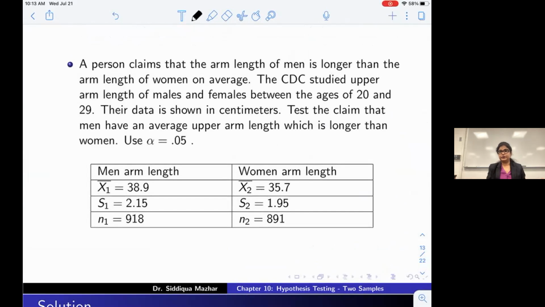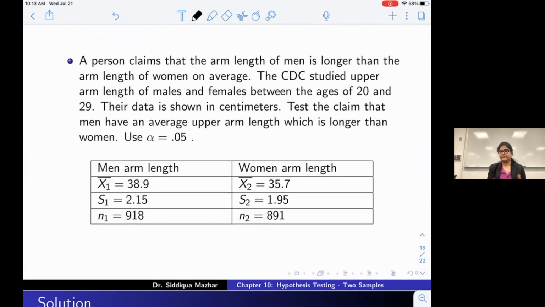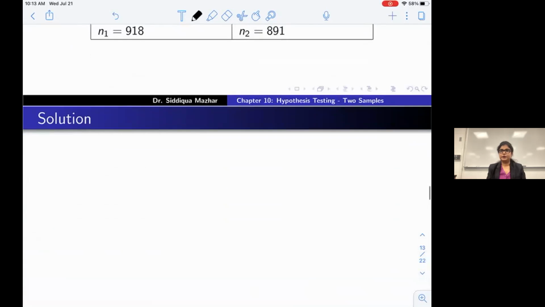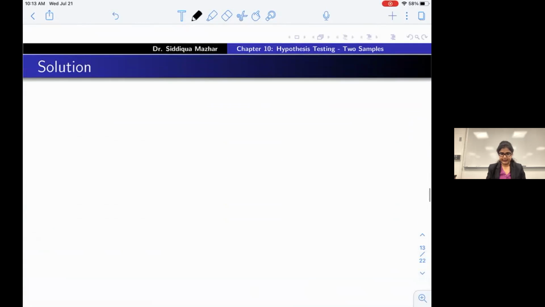So we are going to use either a z-test or a t-test. As we have two samples, we are going to use a two sample z-test or two sample t-test. Here we do not have any information about the population standard deviation for both of these groups. This is why we are going to use the two sample t-test.